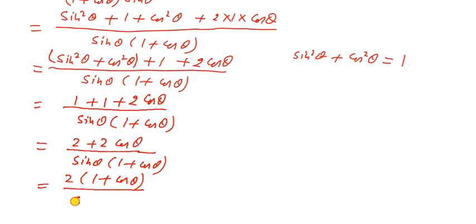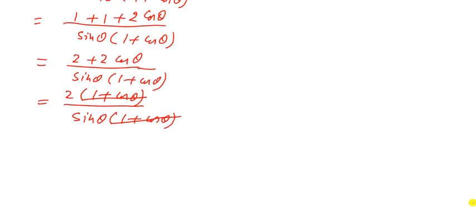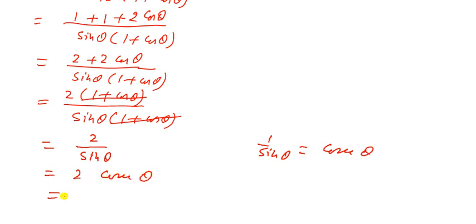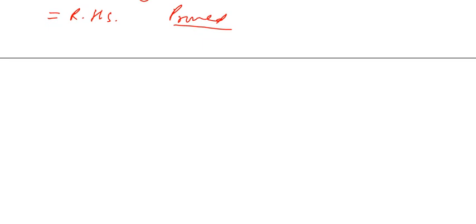Now taking 2 as common, so 2 common, so (1 plus cos theta) upon sin theta into (1 plus cos theta). (1 plus cos theta) cancels with (1 plus cos theta), we get only 2 upon sin theta. As you know, 1 upon sin theta is cosec theta. So it becomes 2 cosec theta. That is your right hand side. So hence proved.